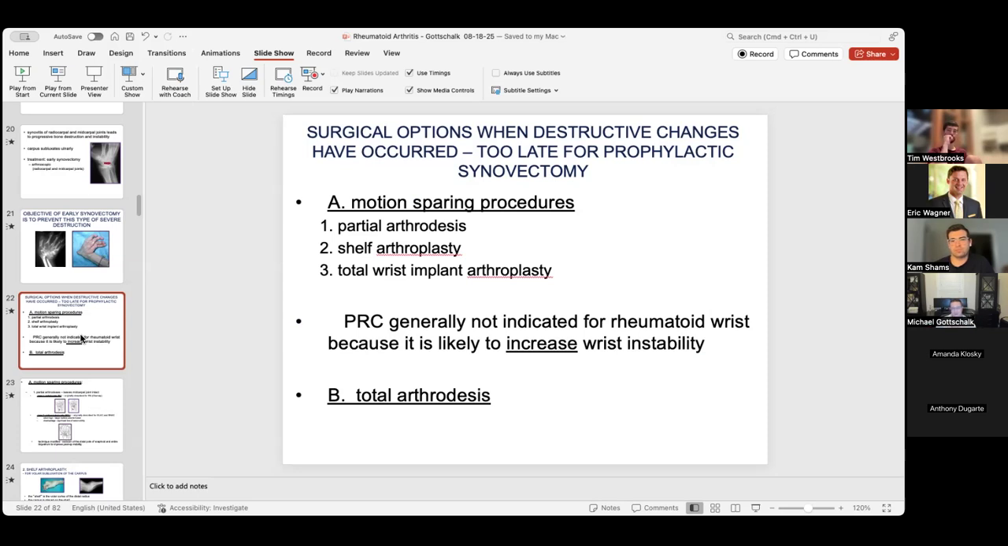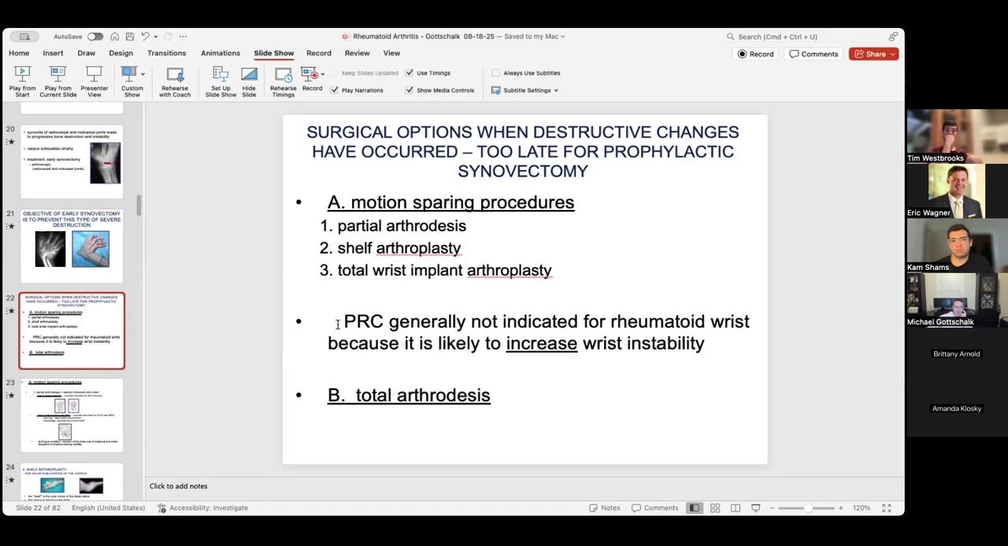So I didn't list it on here on purpose, mainly because it's more indicated for people that have a very central pattern of arthritis or disease in the wrist. So obviously, we first think about motion-sparing procedures, and this would be a partial arthrodesis, a shelf arthroplasty, or total wrist implant arthroplasty. And just like the elbow, doing a total wrist in a rheumatologic patient actually has pretty good results relative to post-traumatic deformities. Part of this is just because the patients are so low demand relative to others.